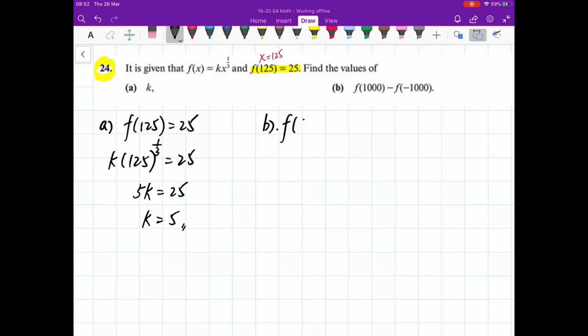Then for part B, f(1000) minus f(negative 1000). Again, in the first part, we substitute x equals 1000, and for the second part, x equals negative 1000. Also, k is known from part A, that is 5. Okay, so let's do the calculation. Simply substitution.